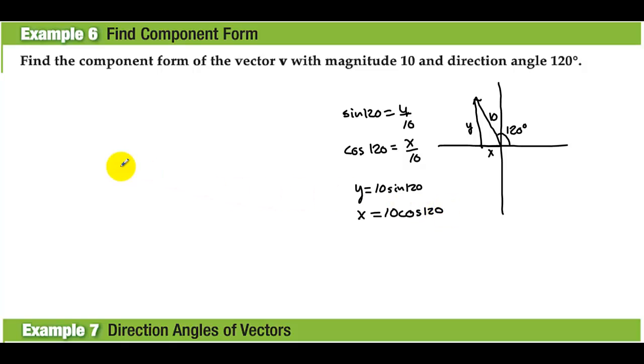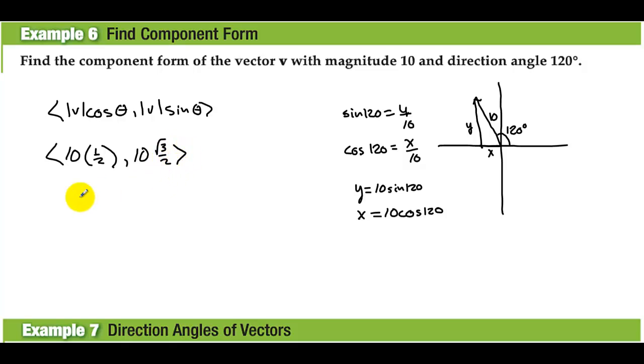So when you find the component form and you're given the magnitude and the angle, you just need the magnitude of the vector times the cosine of the angle, comma, the magnitude times the sine of the angle. And that'll work for any problem where you're given the magnitude and the angle. Let's find the actual answer. We have 10 times the cosine of 120, which is negative a half. And we have 10 times the sine of 120 degrees, which is the square root of 3 over 2. So the component form is -5, 5 square root of 3.